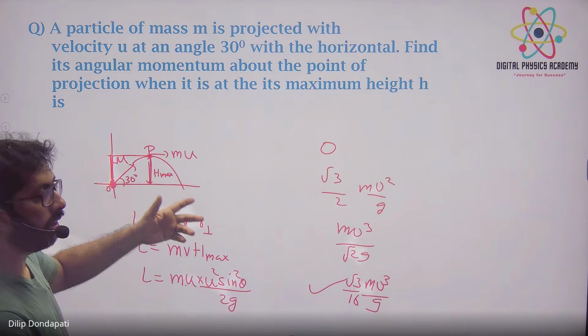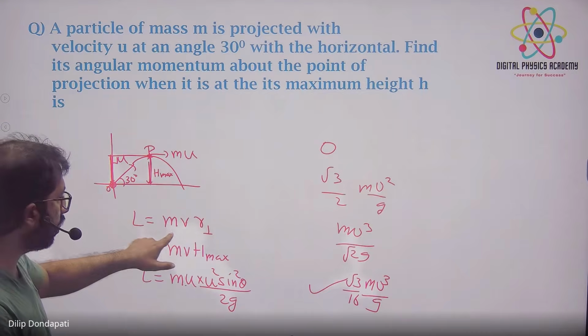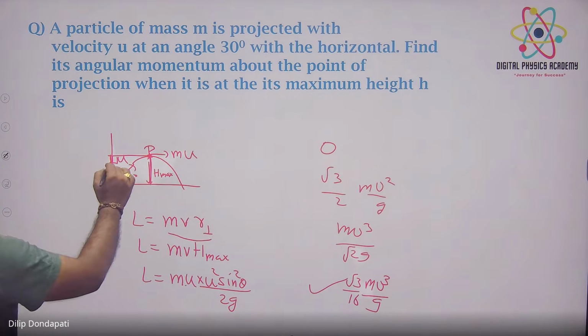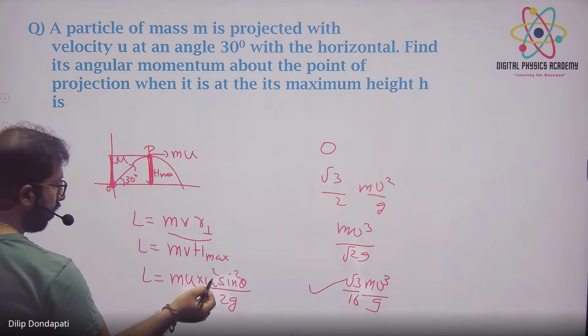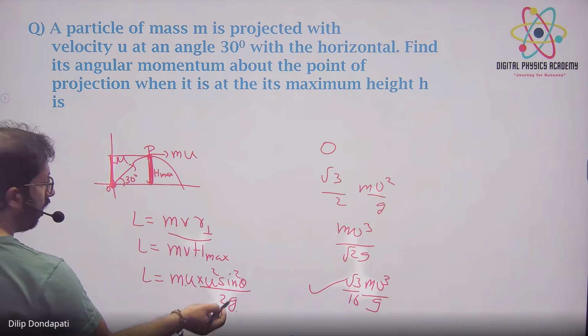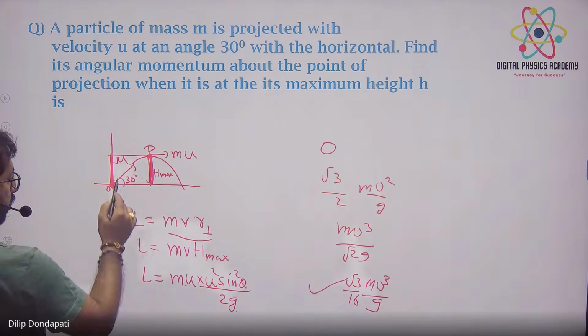Sir, I have a doubt. Yeah, tell me. Sir, after I find height, what do I do? H max का formula क्या है? u square sin square theta by 2g. Use m v r perpendicular. Okay, r perpendicular is nothing but the height only. Okay, and H max का formula you know, u square sin square theta by 2g. Theta मालूम है ना? Theta is 30. Okay. Solve करो.